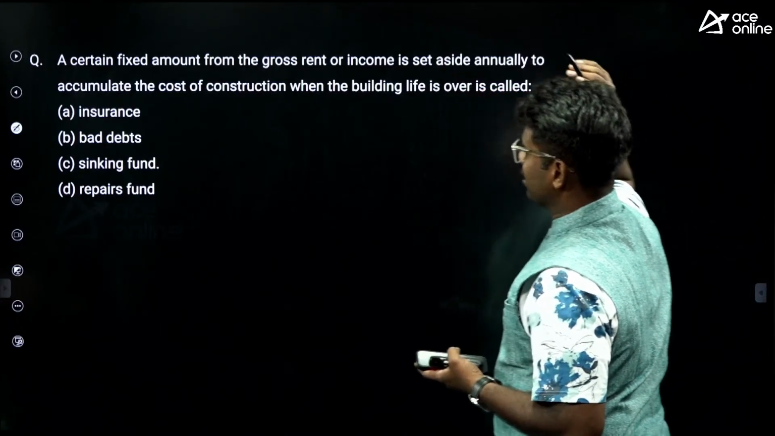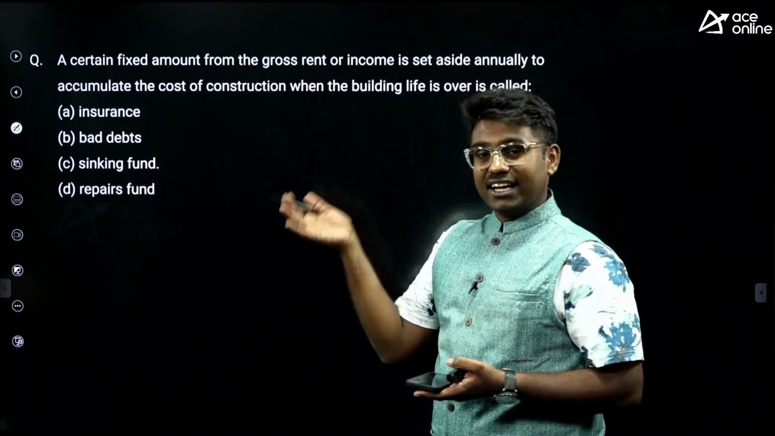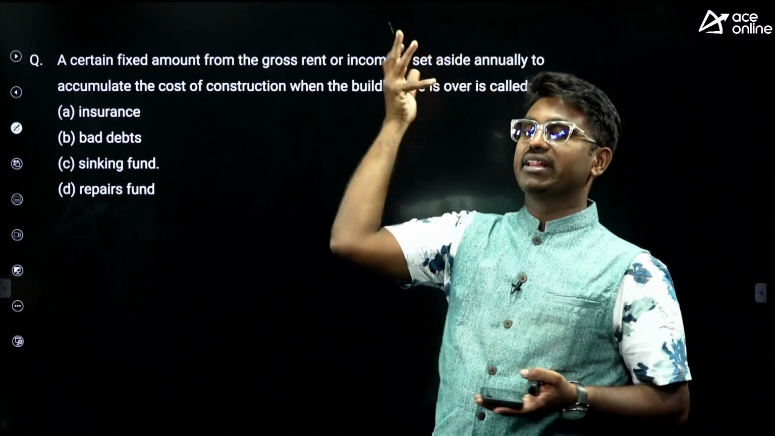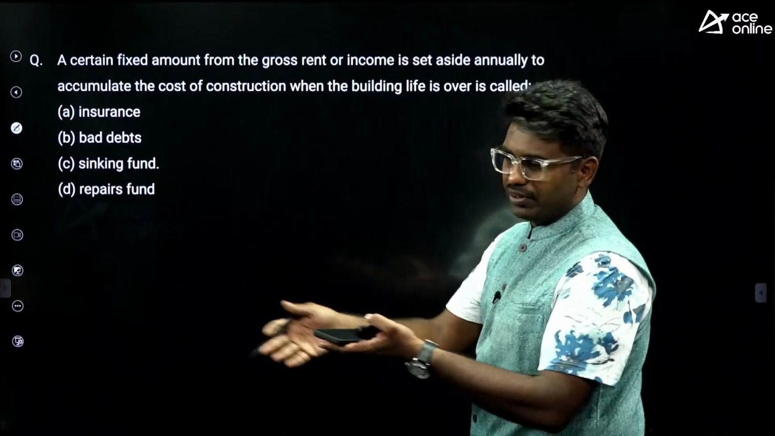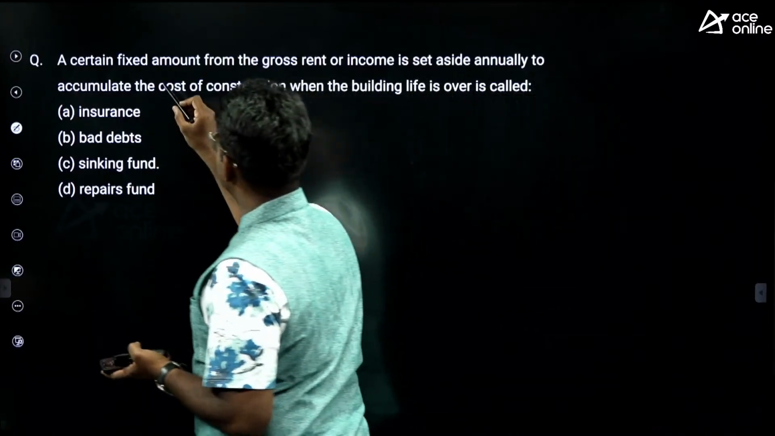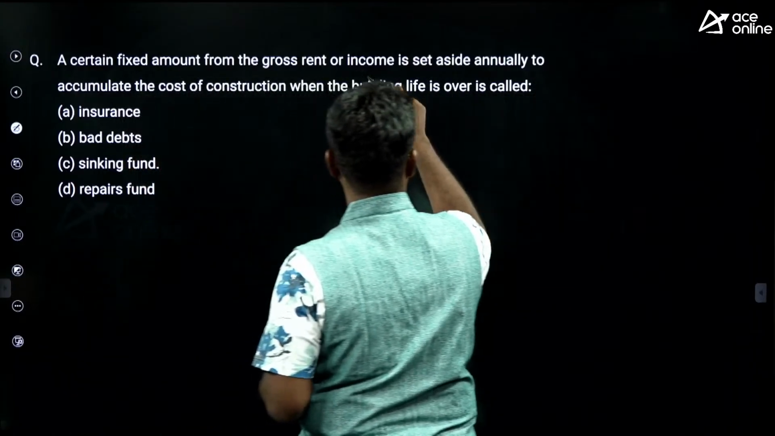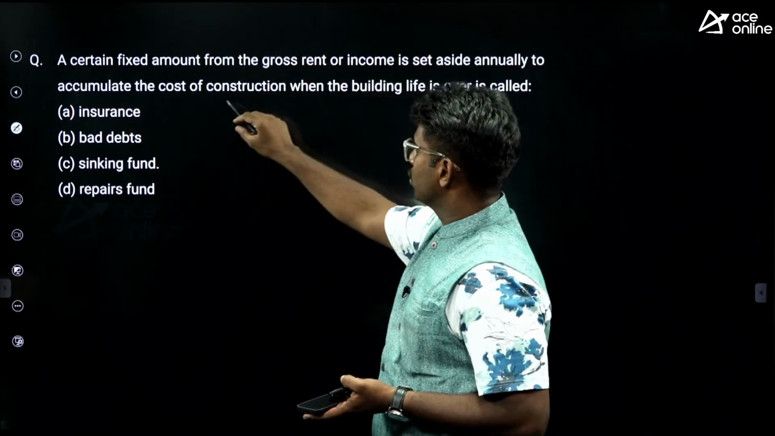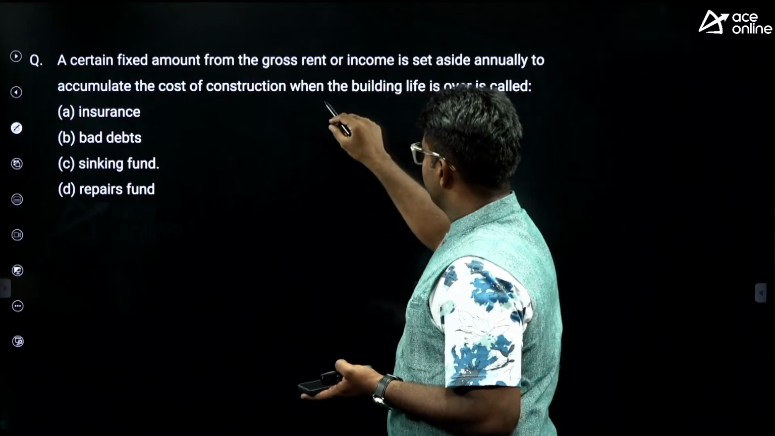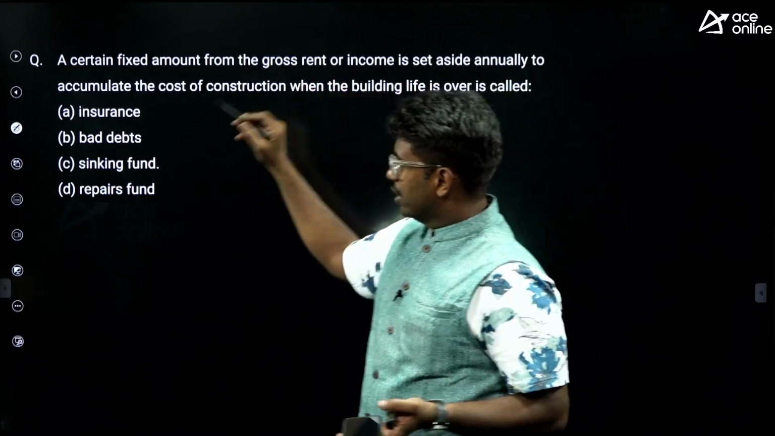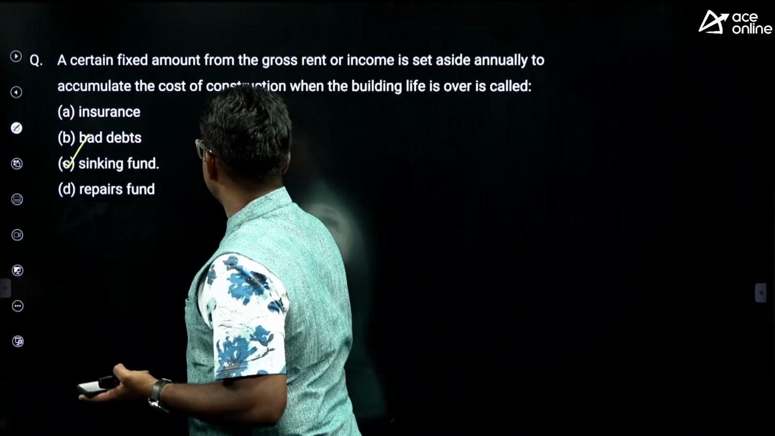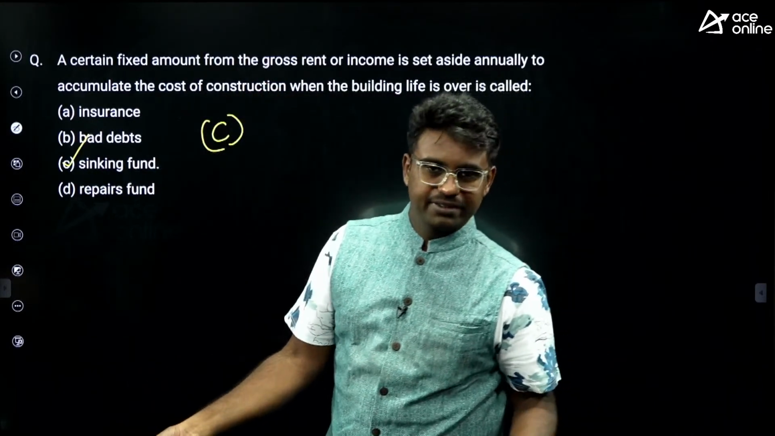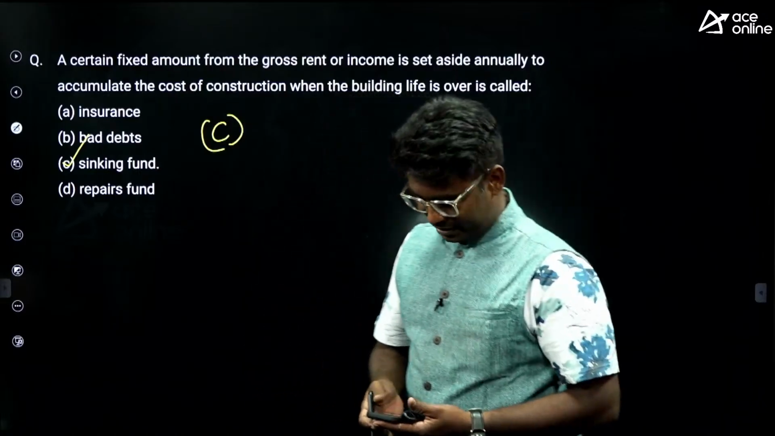Next one. A certain fixed amount from the gross rent or income is set aside annually. Earlier it was asked as what is that? Now this one, what method is that? Just now we discussed, right? A certain fixed amount from the gross rent or income is set aside annually to accumulate the cost of the construction when the building life is over, is called the sinking fund method. Okay, right.